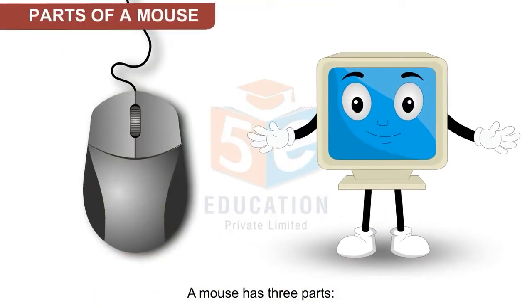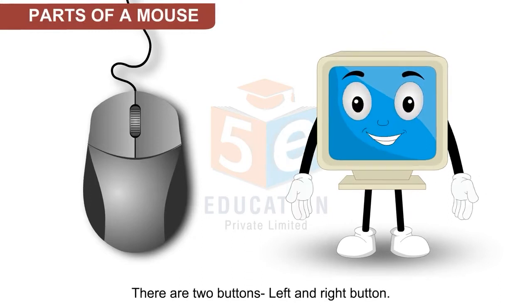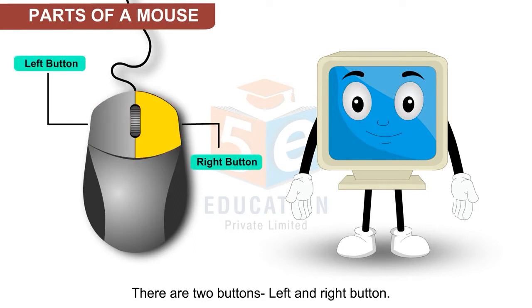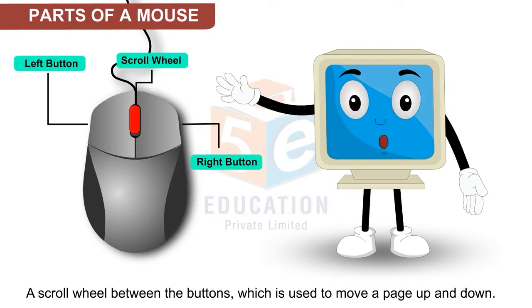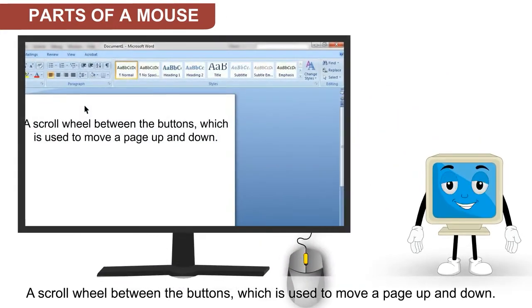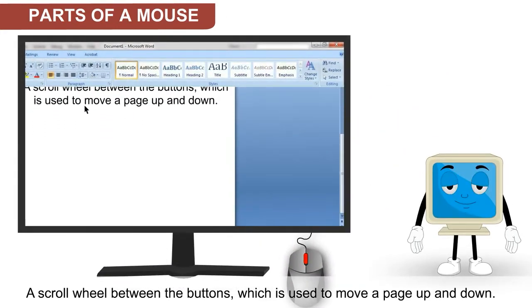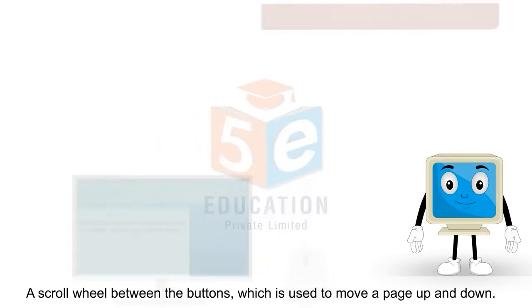A mouse has three parts. There are two buttons, left and right button, and a scroll wheel between the buttons, which is used to move a page up and down.